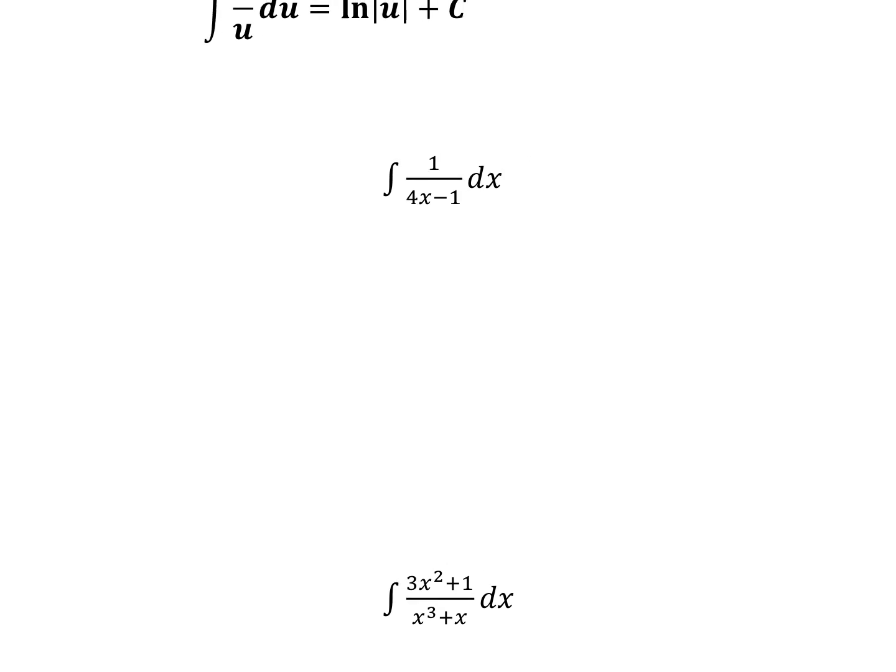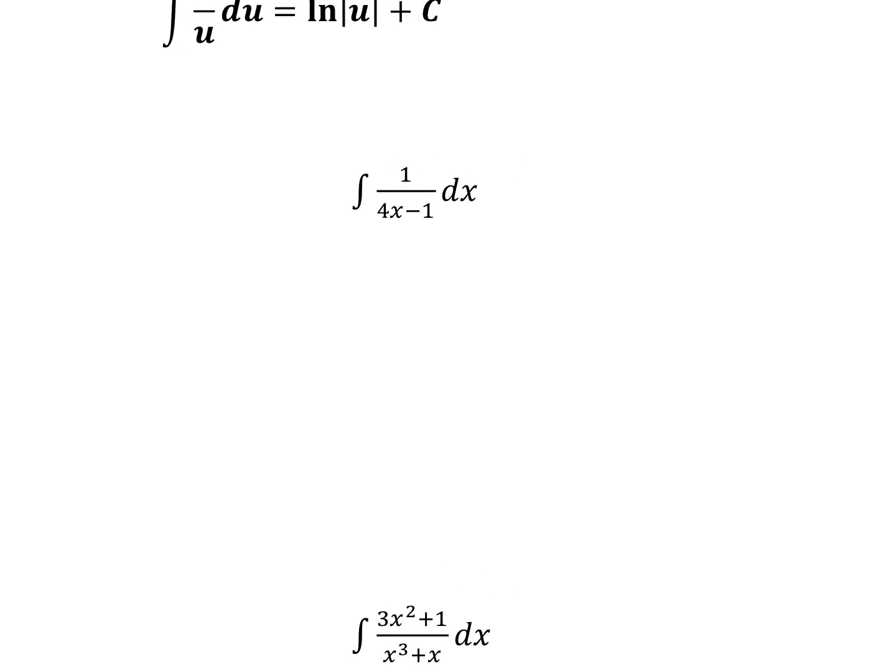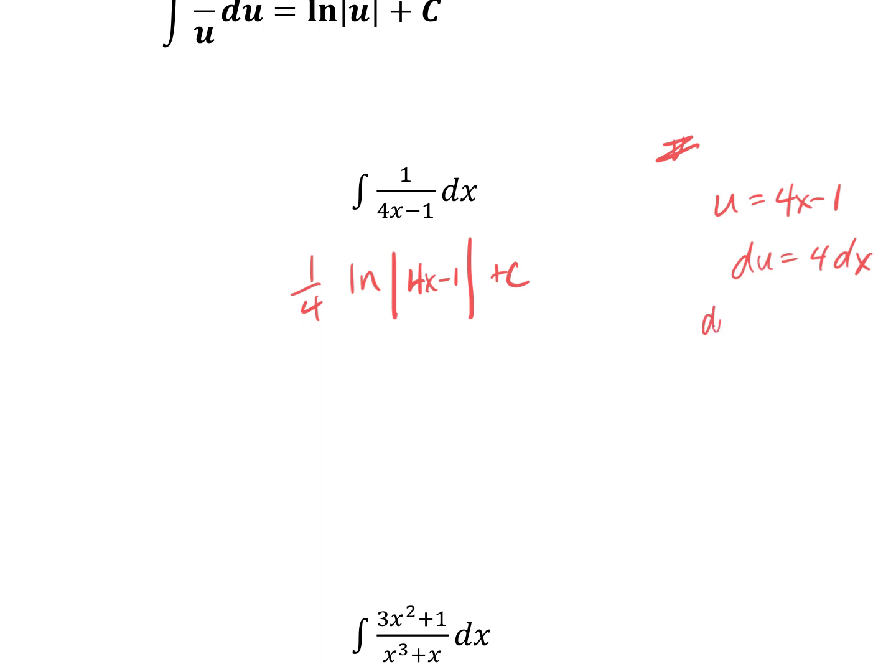All right, what happens if I have 1 over 4x minus 1? I think you can just think it through. So the answer is 1/4 natural log of 4x minus 1 plus c. Now, if that 1/4 isn't intuitive to you, no big deal. You would say u equals 4x minus 1. Then du would equal 4dx. Du over 4 would equal dx. And that's where that 1/4 would come from. Either is fine.